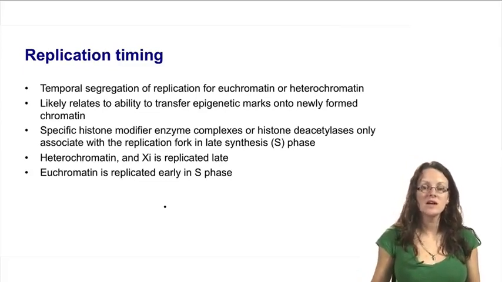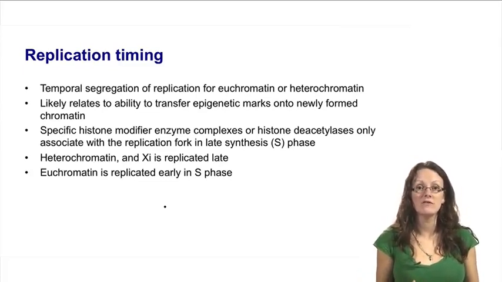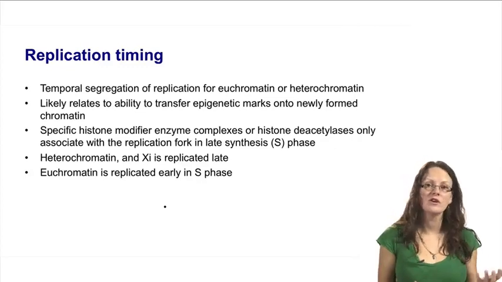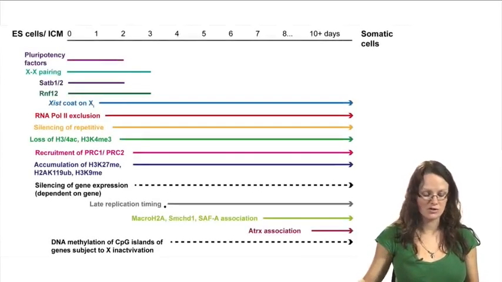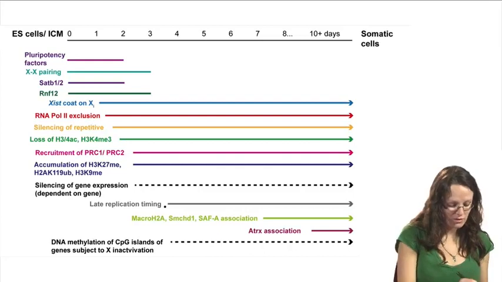So then it makes sense that heterochromatin tends to be replicated very late in S phase, whereas euchromatin is replicated early in S phase. So this is true for heterochromatin in general, and is true for the inactive X chromosome. It undergoes late replication timing.